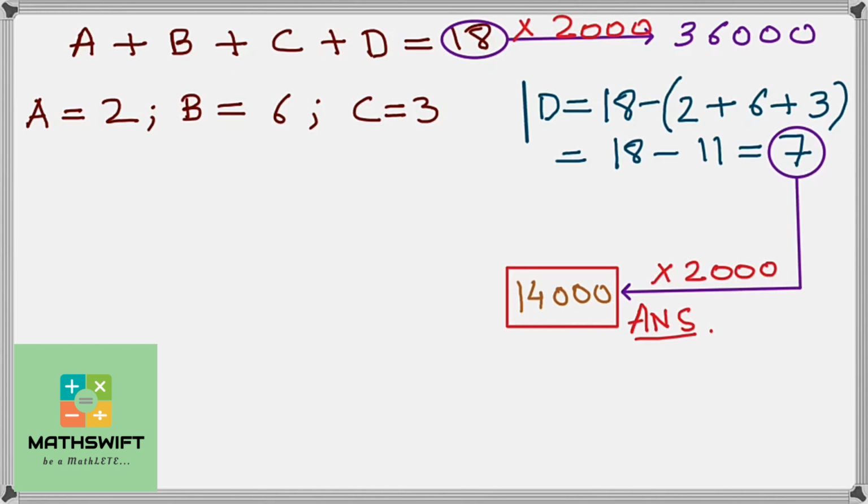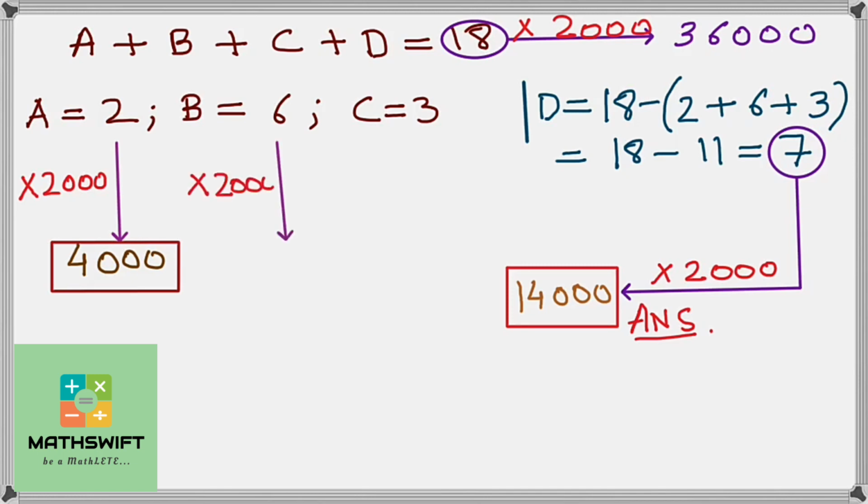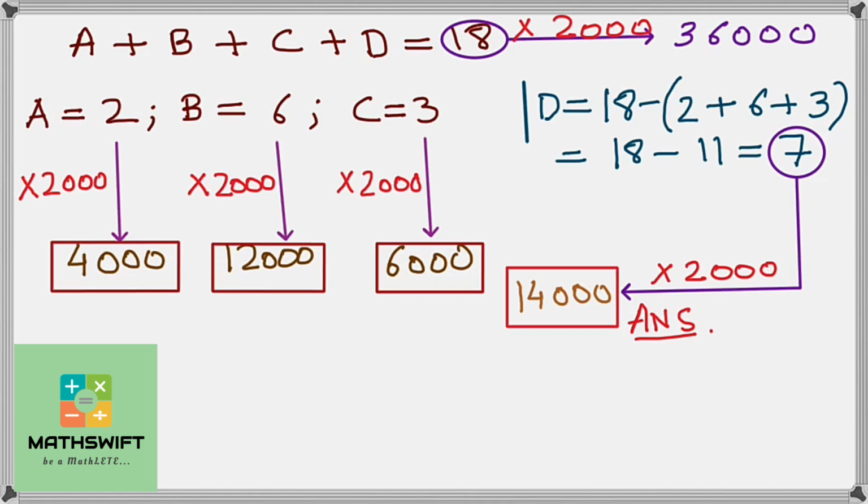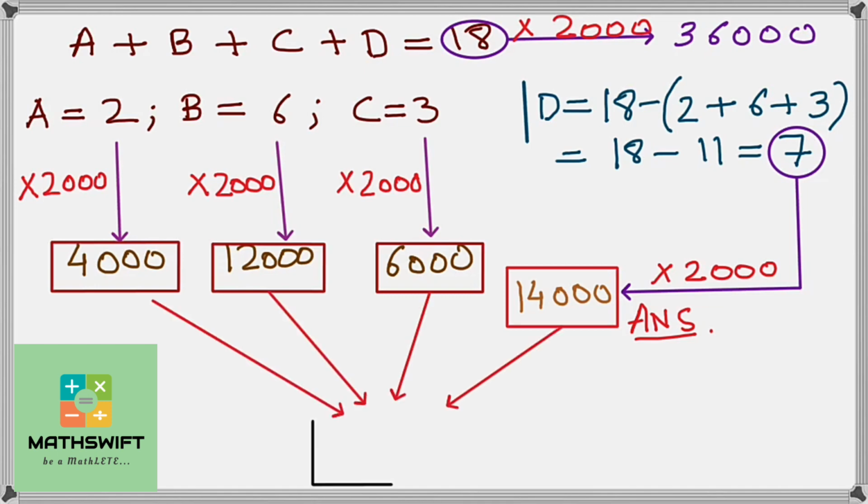Not only D, if we were asked any other value, finding that is now a cakewalk. If we add all the 4 amounts, we get $36,000, which is the value of the car as given in the problem. 4 friends buying a car has become a problem for us, but I hope not anymore.